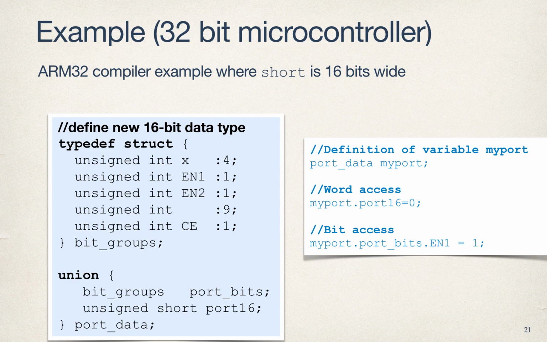So a common example is to reset all bits, which is what I've done there. Now I want to access individual bits or bit groups. And that's where I change my view of the world by referring to my port, not with port 16, but port bits, which is the other property. Now, port bits is a structure here, and within that structure we've got these properties and their bit fields. So the least significant 4 bits is called X. The next most significant bit is EN1, etc.